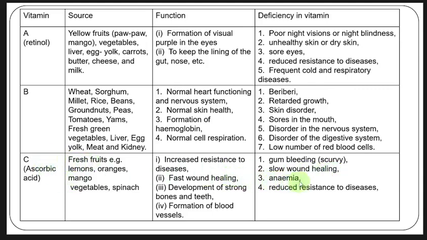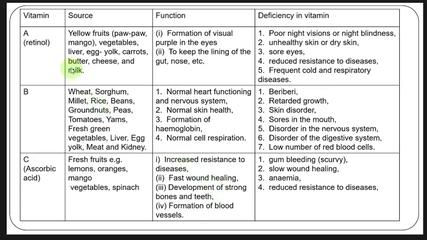All right, and also another deficiency disease is anemia, which is lack of blood, and also another deficiency will be reduced resistance to disease. So such people will always be getting sick now and then because protection against diseases is reduced for lack of vitamin C.